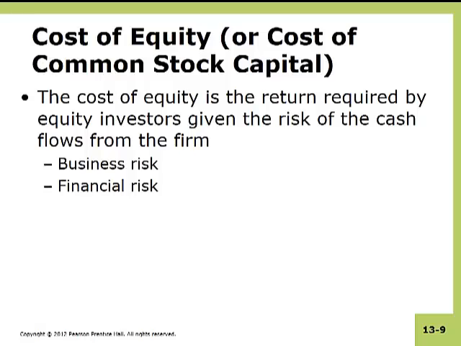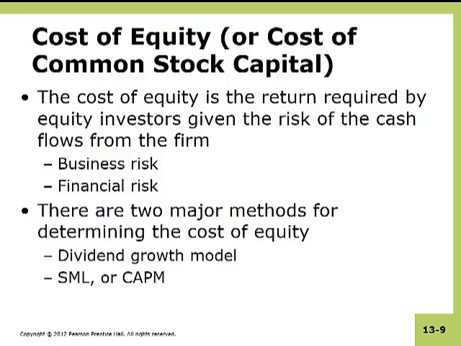And financial risk means how much debt the firm has. So business and financial risk. Business risk is the risk of lower demand, and financial risk is the risk of debt. Because debt is good, it's tax deductible, but having more debt in the capital structure does make the firm riskier. There are two methods for determining the cost of equity, and you have done both of these methods before. One is the dividend growth model, and the other is the capital asset pricing model, or the security market line.